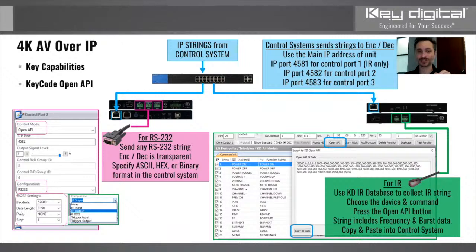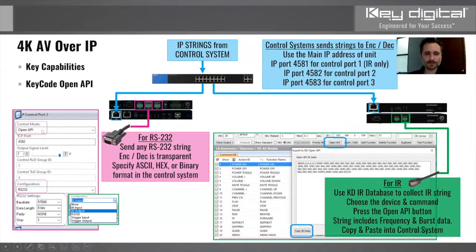Now those control systems can actually utilize these control ports as a sort of expansion of their control system through our Open API. So it's actually quite simple. I mentioned every unit has a main IP address. And if you want to send something to port 1, 2, or 3, you're just going to send that data over IP to the main IP address on IP port 4581, 4582, or 4583, respectively.